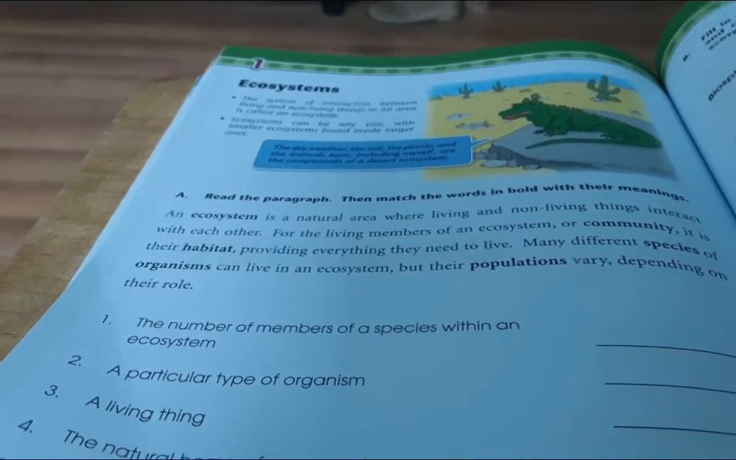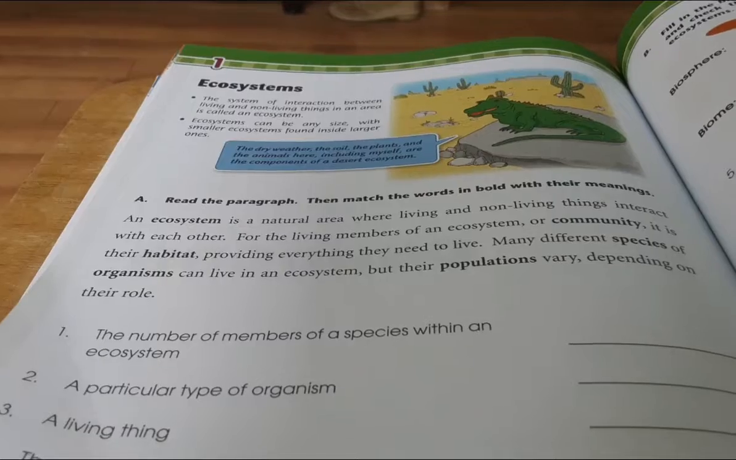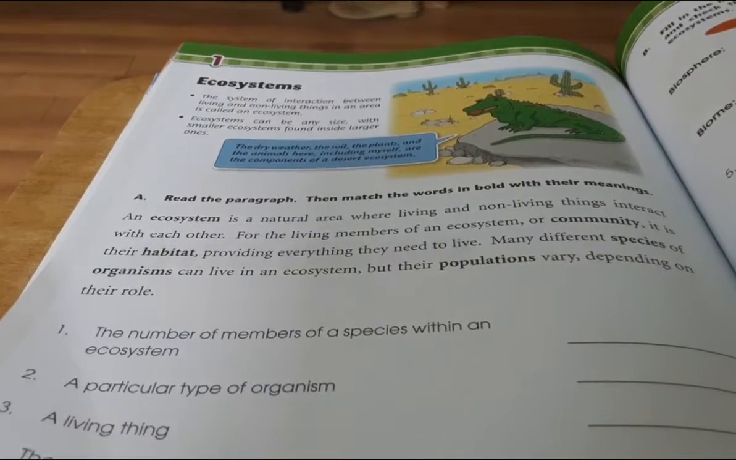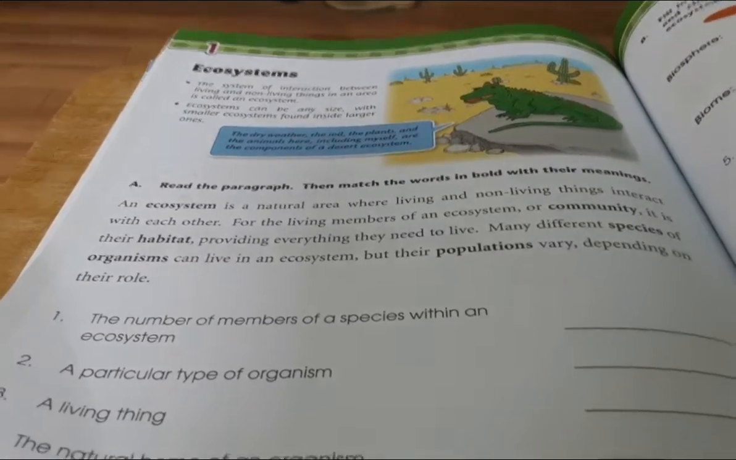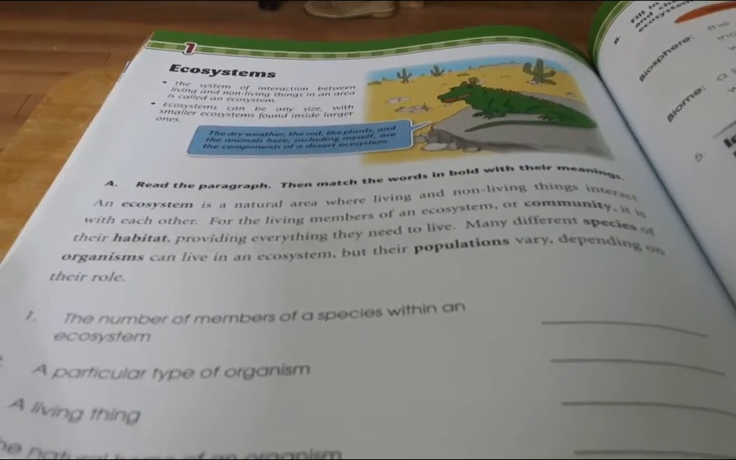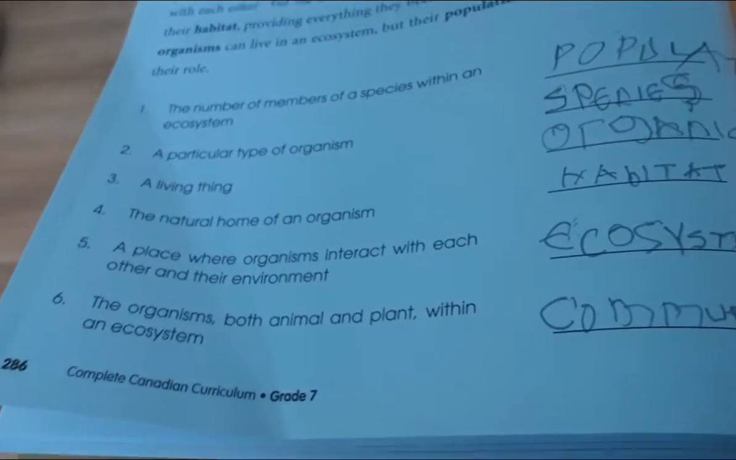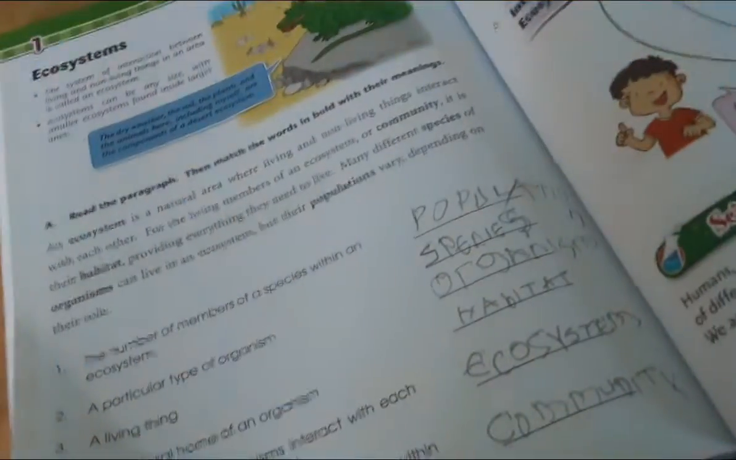What are living members of an ecosystem called? The community. It is their habitat, providing everything they need to live. Many different species of organisms can live in an ecosystem, but their populations vary depending on their level. So I put my answer there.